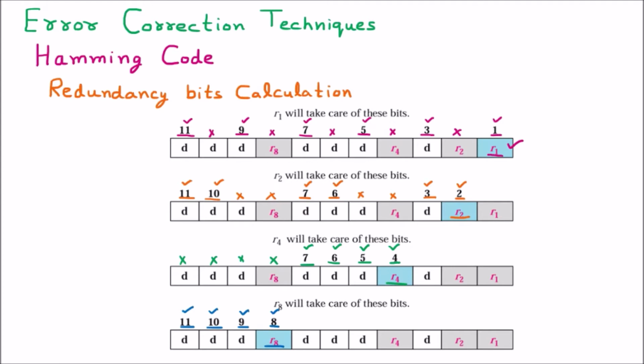R1 will take the data of 1, 3, 5, 7, 9, 11. Similarly, R2 is going to take care of 2, 3, 6, 7, 10 and 11. If I talk about R4, it is going to take care of 4, 5, 6 and 7. Similarly, R8 is going to take care of 8, 9, 10, 11 and further. This is how the redundancy bits are calculated. Now I am taking a real life example by which we are going to calculate the redundancy bits.